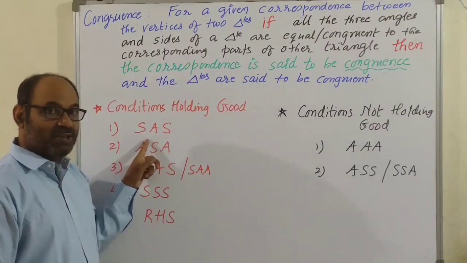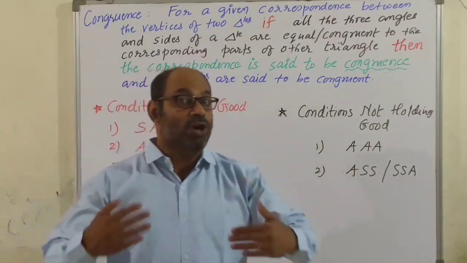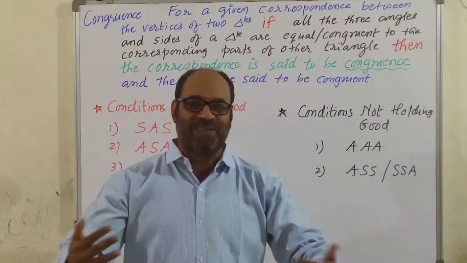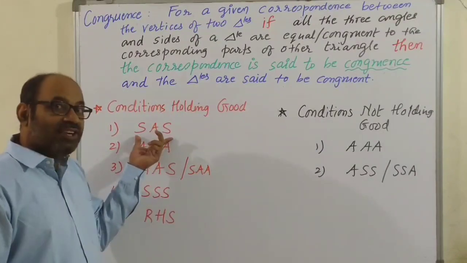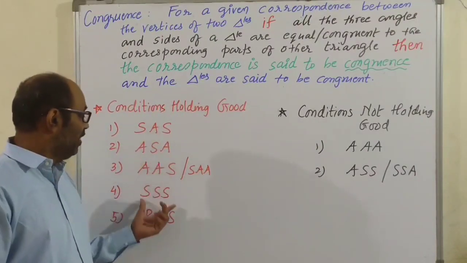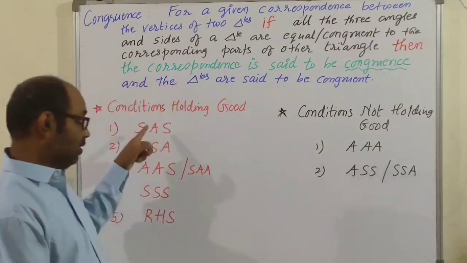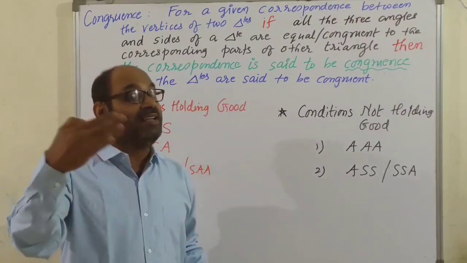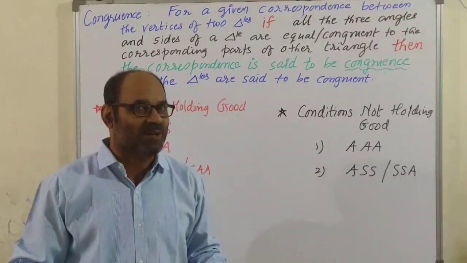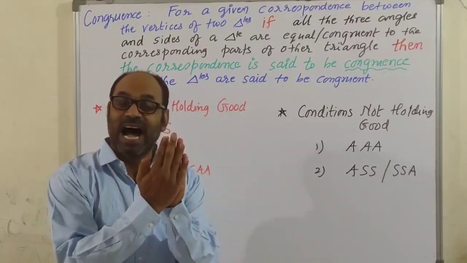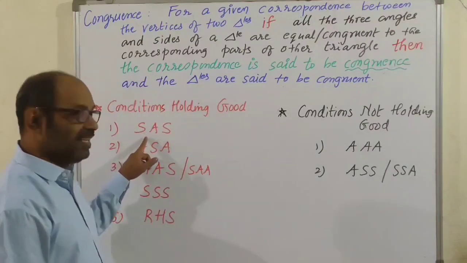The first condition we saw is SAS. According to the definition, you have to show that all 6 corresponding parts are congruent. But with these conditions, only 3 corresponding parts need to be congruent. If 3 corresponding parts satisfying these conditions are congruent, then the remaining 3 corresponding parts are always congruent. That means all 6 corresponding parts are congruent, so the triangles are congruent and coinciding. Correct? Alright.